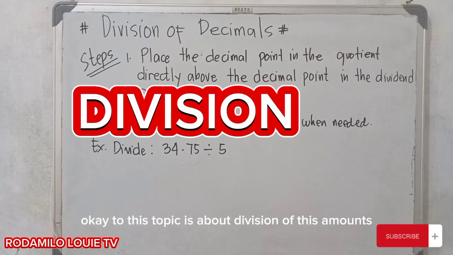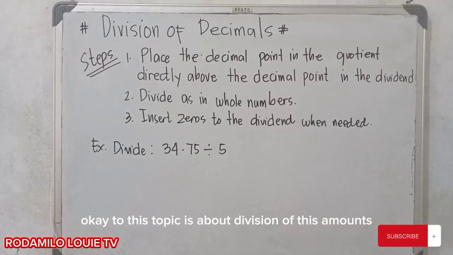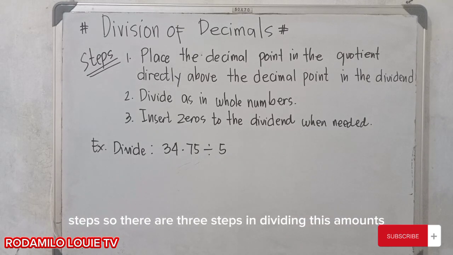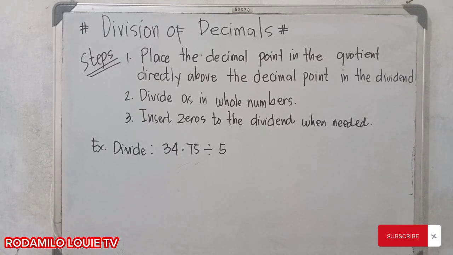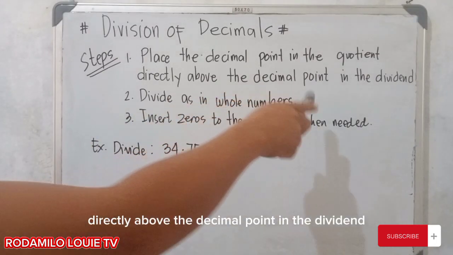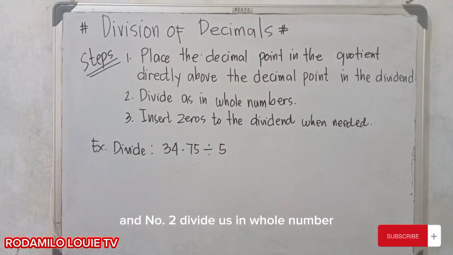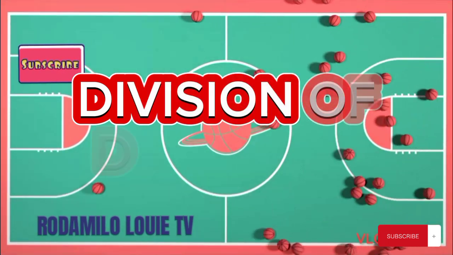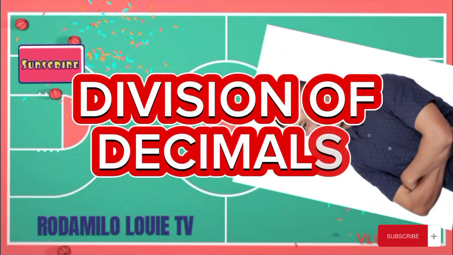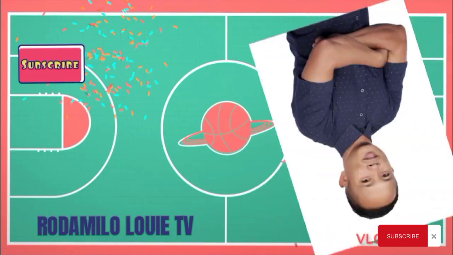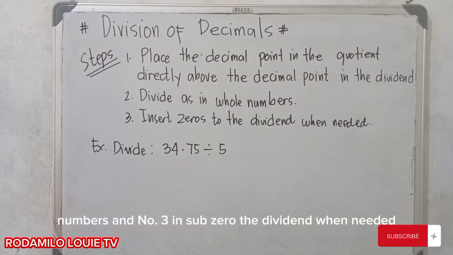Okay, today's topic is about division of decimals. Steps. So there are 3 steps in dividing decimals. One of which is place the decimal point in the quotient directly above the decimal point in the dividend. And number 2, divide as in whole numbers. And number 3, insert 0 to the dividend when needed.